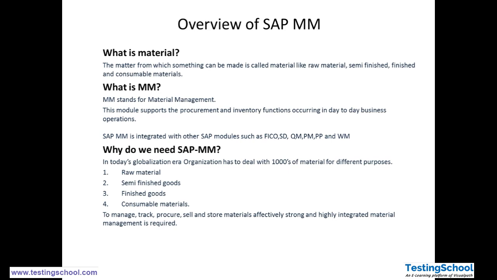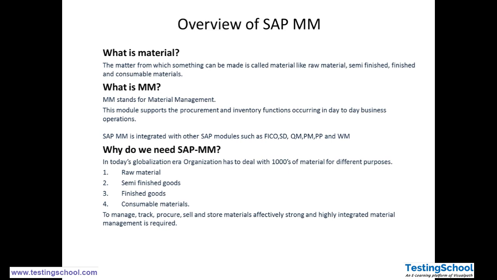Then what is MM? As I said, it stands for material management. This is a module in SAP which deals with procurement and inventory functions. Procurement means purchasing of goods or raw material or semi-finished goods or finished goods for consumption purposes from outside. So the MM module basically deals with how we purchase material, in the required quantity, in the stipulated time, at the stipulated price from the market.